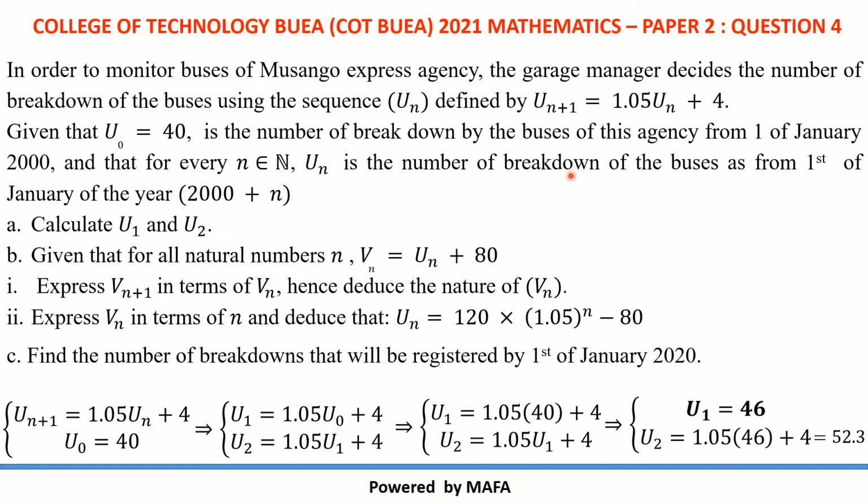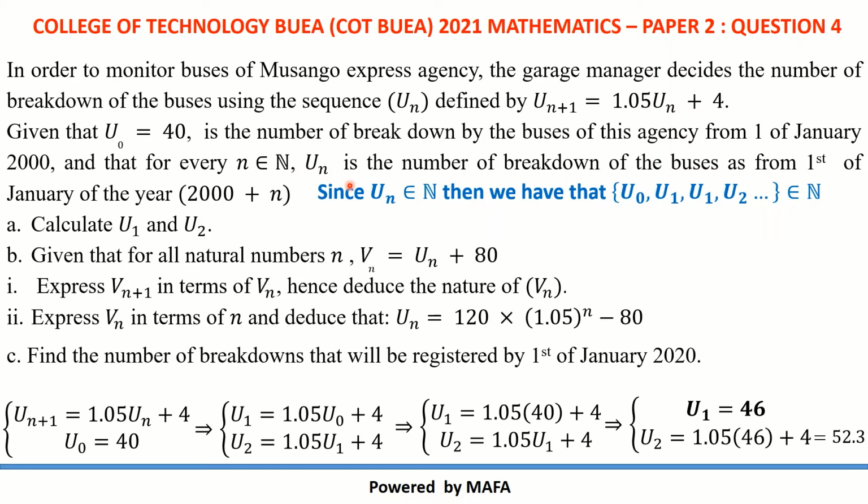You see, the number of breakdowns is a natural number, so we need to take the greatest integer, because the number of breakdowns of the buses cannot be in decimal form. So we have that u of n belongs to the set of natural numbers.